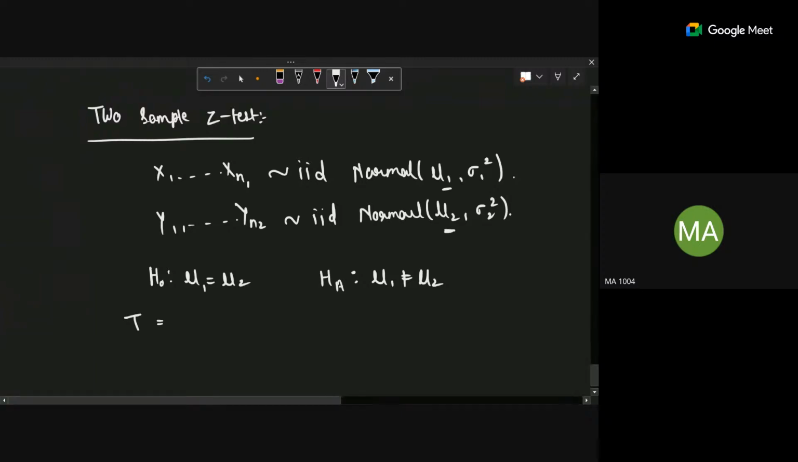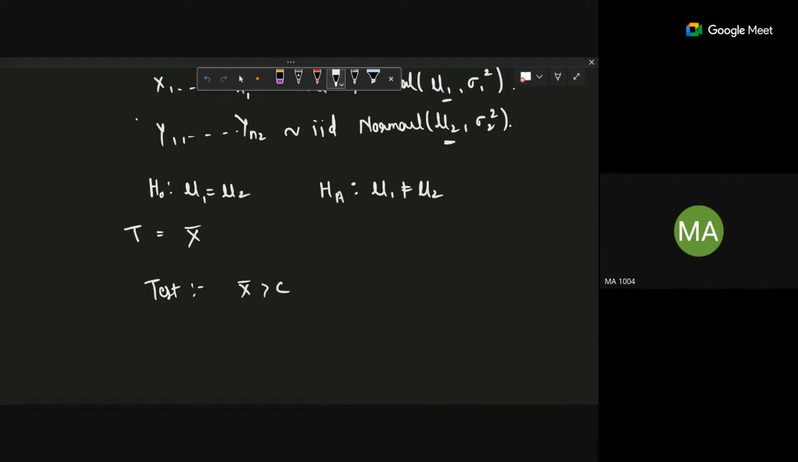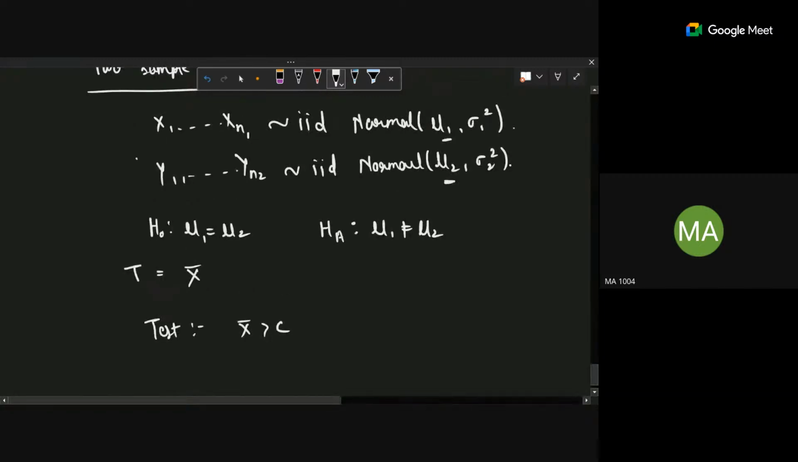Then what should be our test statistic T? Remember, when we have only one sample and no yi's, we check whether nu1 is equal to some value or not. In that case, our test statistic was only x bar, and we checked whether x bar is greater than c or not. But what if we want to check whether the mean of xi's and the mean of yi's are the same? For that, I will take x bar minus y bar, or y bar minus x bar, whatever you say, modulus t.